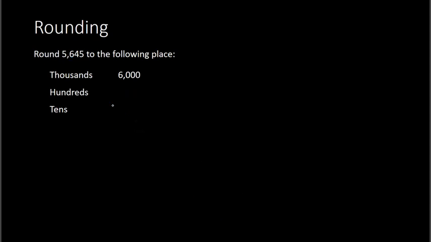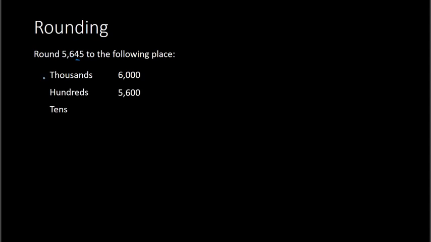If you're rounding to the hundreds place, you look at the number before the hundreds place, which would be this tens place. Now the 4 is closer to 0 than to 10, so because of that, I need to round down, which would leave the 6 right here at 6. So I'd round this whole thing to 5,600.